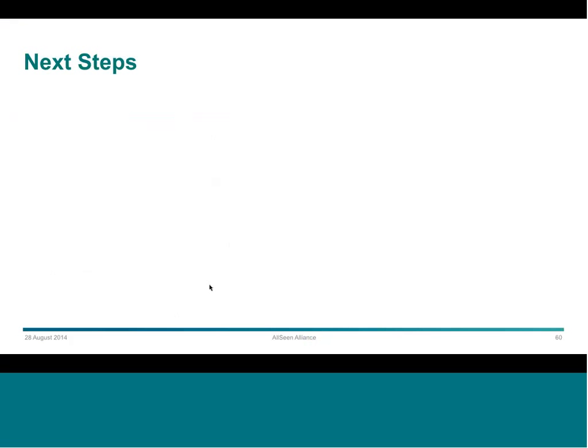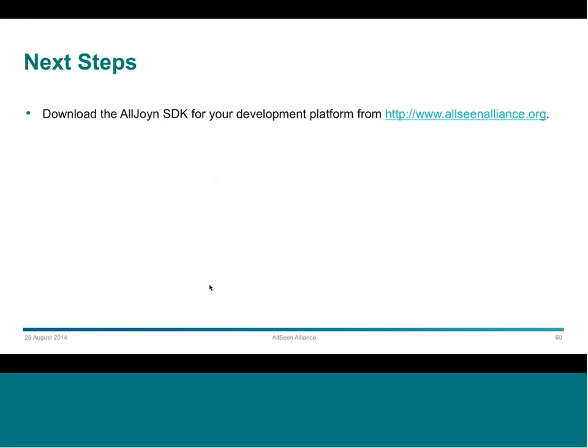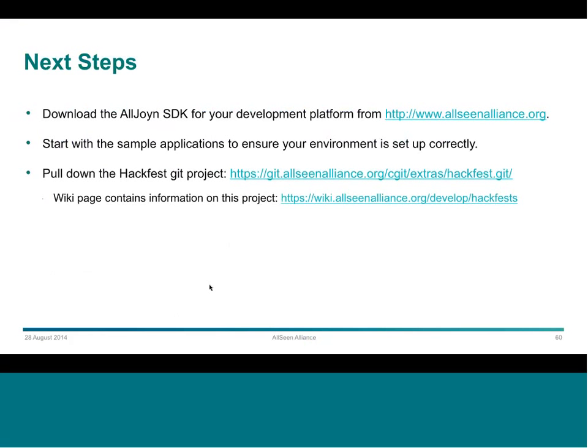So next steps from here in preparing for the AT&T Hackathon. Go download the AllJoyn SDKs. Go to the allseenalliance.org, download it, start looking at them, make sure your environment's set up to load those sample applications that are present, start interacting with things. So your environment should all be set up. If you're going to build from source, go ahead and pull down the source code and look at the build instructions for your platform. We have on the wiki page, there's a Hackfest section.